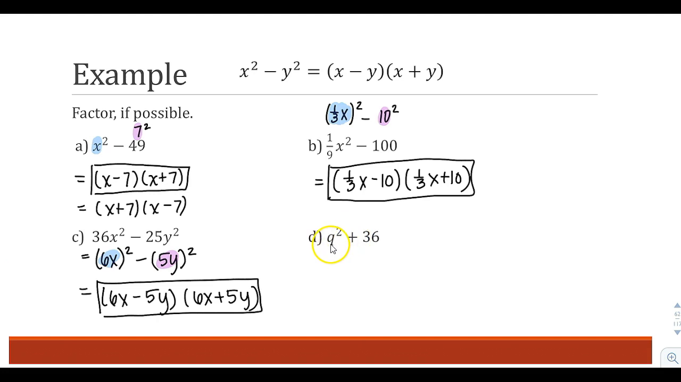So although I have q squared and although 36 is 6 squared, because it's addition, this cannot be factored. So we say that this is prime. There's no GCF, there's nothing else I can do. I can't apply this formula because it's addition. So this is a prime quadratic.